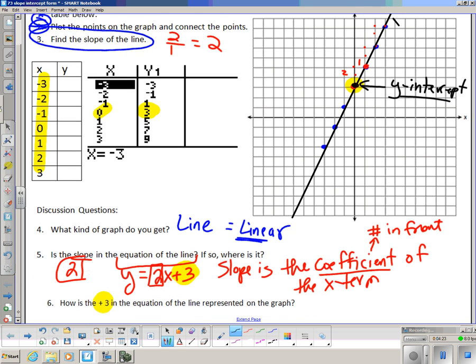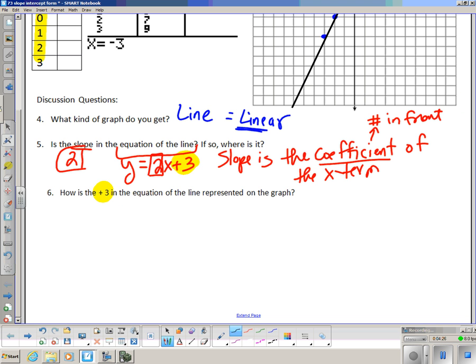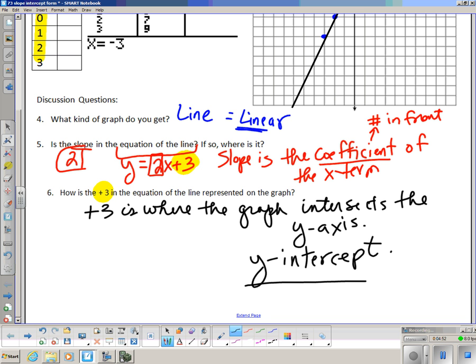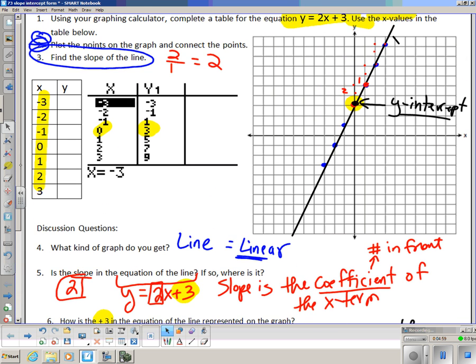So this plus 3 is where the graph intersects the x-axis. Oh, sorry, the y-axis. And it's called the y-intercept. Like an interception. It's like when a football player makes an interception, a defensive player catches the ball. This is like where the y-axis catches the line. So here is the y-axis, highlighted in blue. It's catching the line at this green point, when I highlight the yellow and the blue.